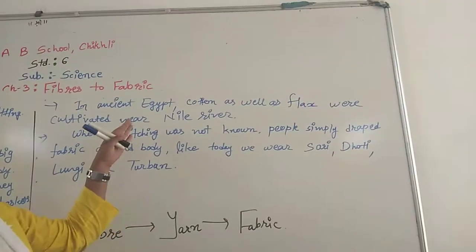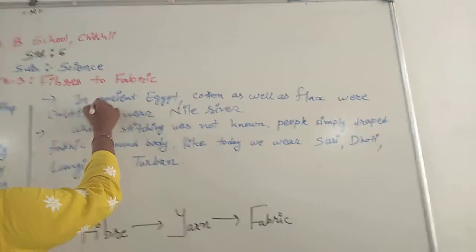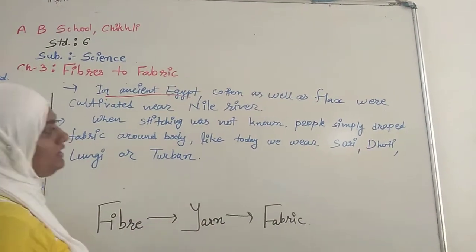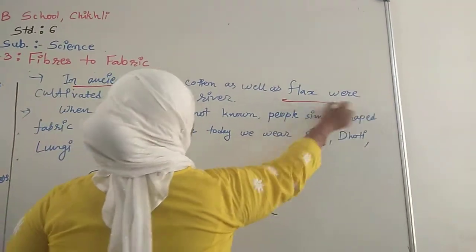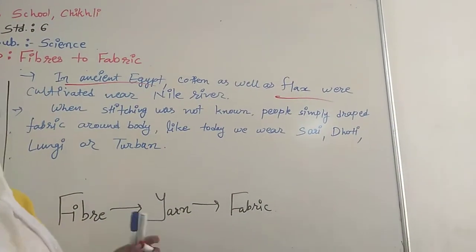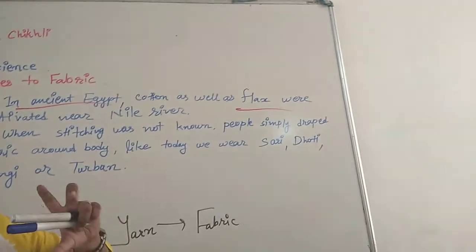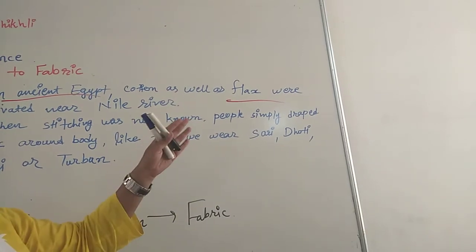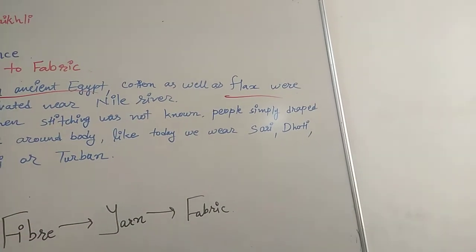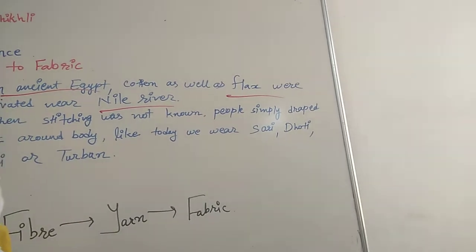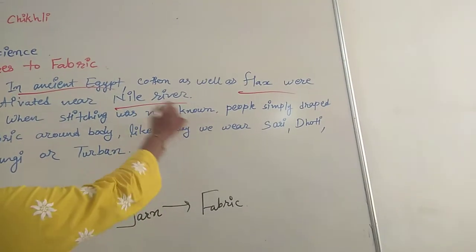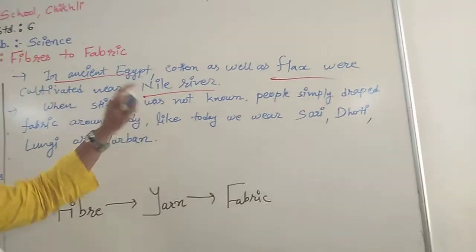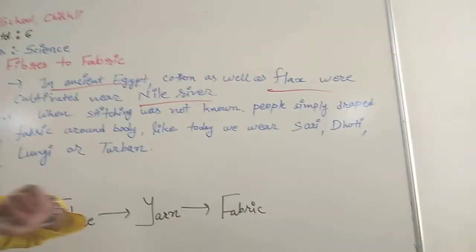Then ancient Egypt is famous for pyramids, we all know. Okay, so in ancient Egypt, cotton as well as flax, from which we also get fiber, were cultivated near the Nile river, the longest river of the world. Okay, so in ancient Egypt, cotton as well as flax were cultivated near Nile river.